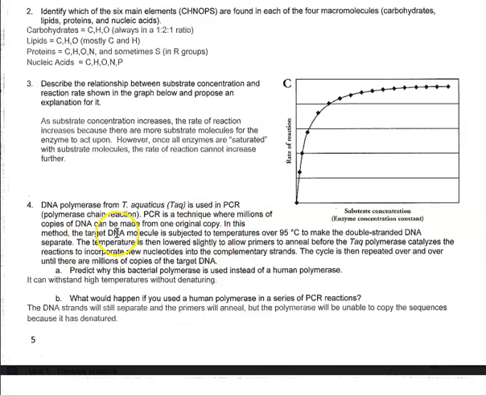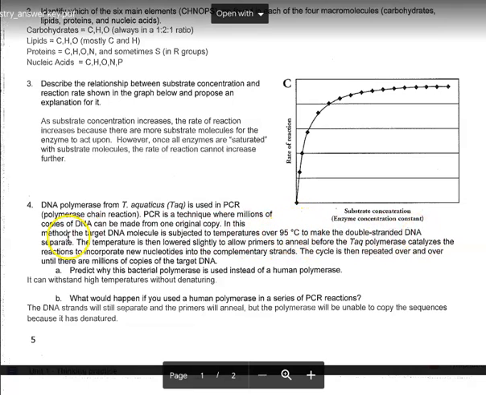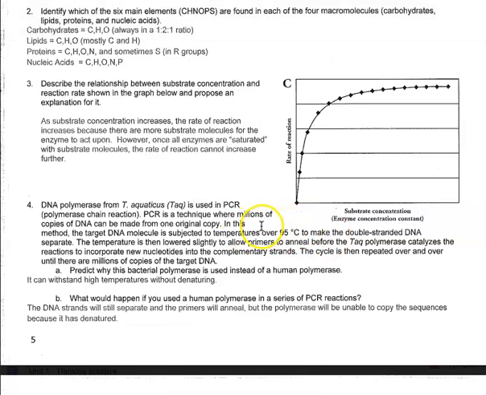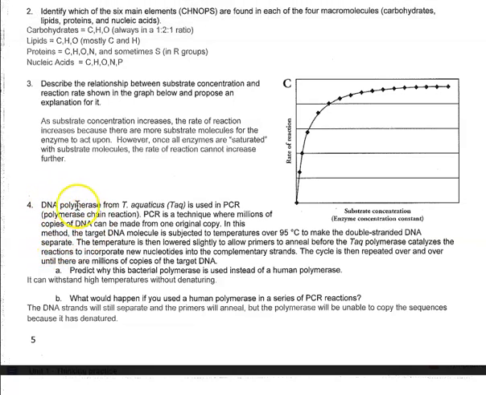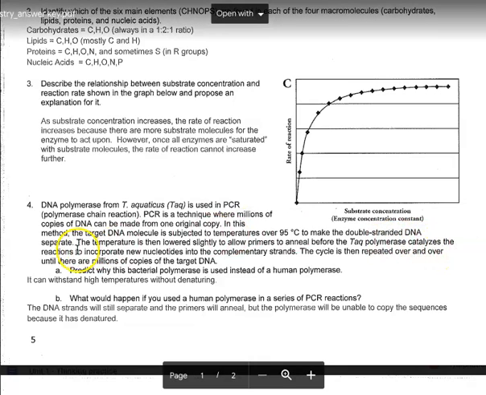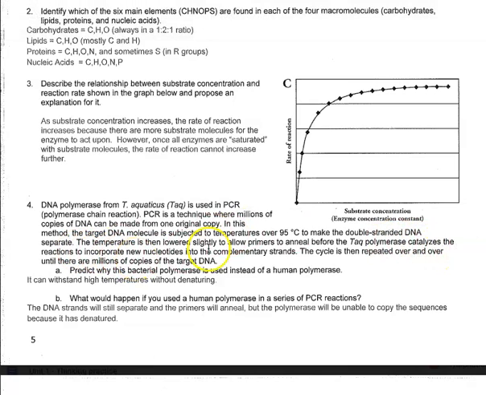In this method, the target DNA molecule is subjected to temperatures over 95 degrees Celsius to make the double-stranded DNA separate. So the reason why you heat it up is so that you can make the double-stranded DNA separate, and then you can include the DNA polymerase to start polymerizing that DNA. The temperature is often then lowered slightly to allow primers to anneal, or to join or bond, before the Taq polymerase catalyzes the reaction to incorporate new nucleotides into the complementary strands.